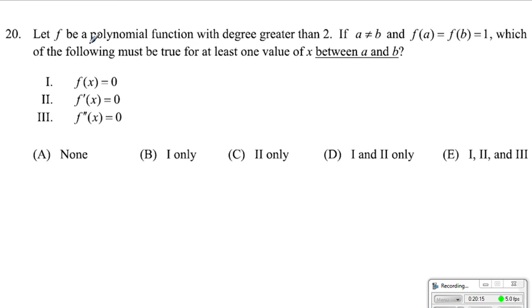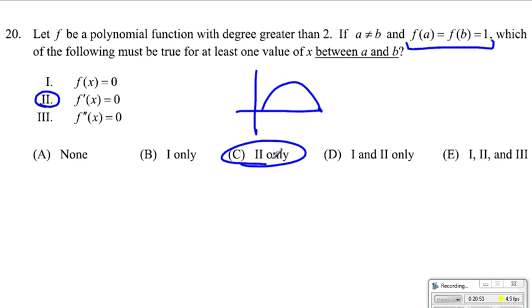Let f be a polynomial function with degree greater than 2. Okay, so cubic or more, and there happen to be two values of x, a and b, that give you 1 as y. Which of the following must be true between a and b? The fact that they have the same y value means that the graph must be coming back like this, so there must be one point where the slope is equal to 0. Therefore, choice 2 would have been correct. This is the modified mean value theorem. So therefore 2 alone.